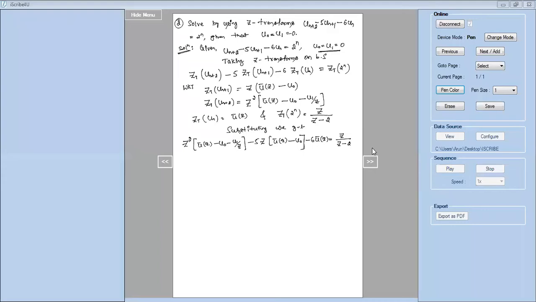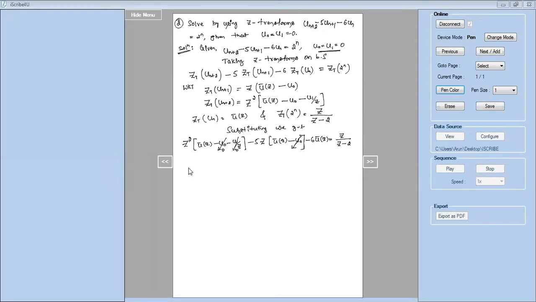Now, once you have applied this formula, what is the next step here? The next step is to use the initial conditions. The initial conditions given are u0 is 0 and u1 is 0. Let us substitute in this. So u0 is 0 means this term is 0. Next, u1 is 0 means even this term is 0. And here u0 is 0 means this term is 0. Correct?